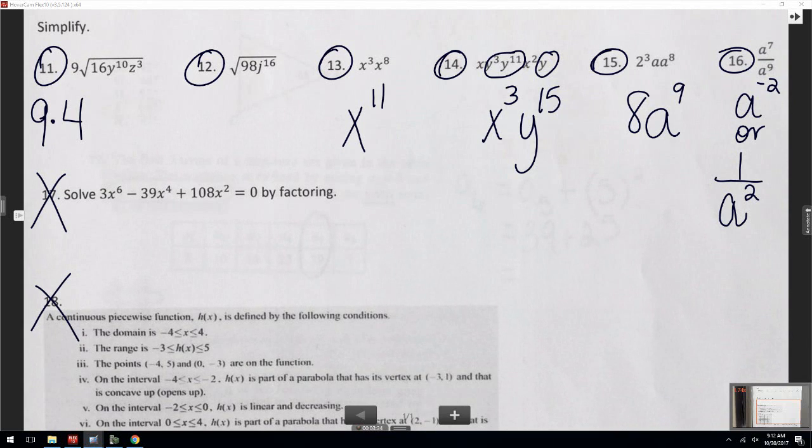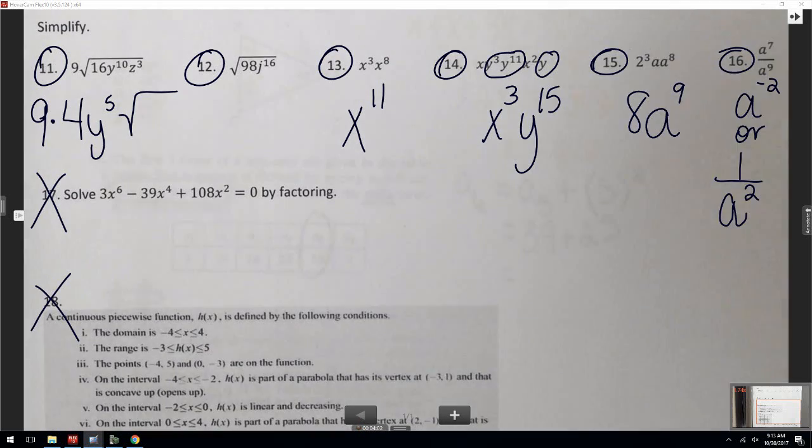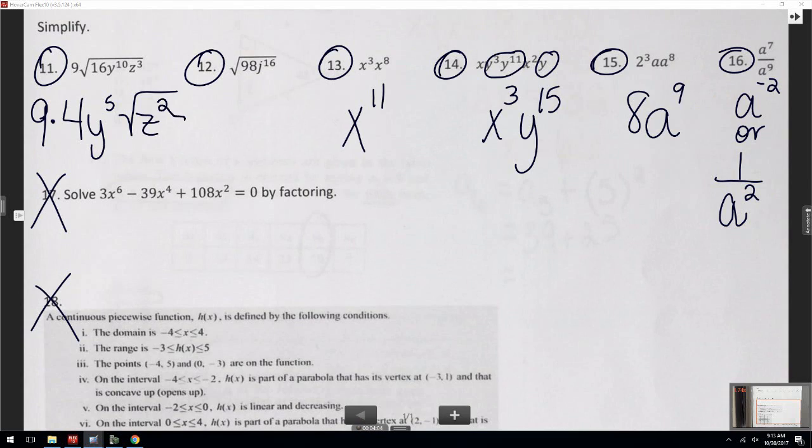Any of those letters get to come out? Which one? Y. There you go. Because remember you divide it by 2. What's 10 divided by 2? 5. So that's y to the 5. And you cannot divide the 3 by 2. So you got to break it up. So remember how to break it up? How much? Very good. Z squared and Z. Perfect.